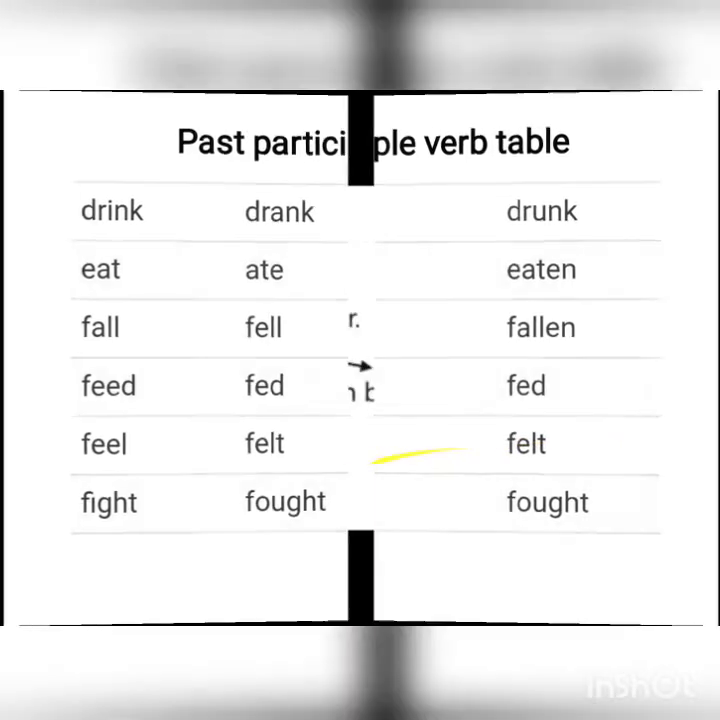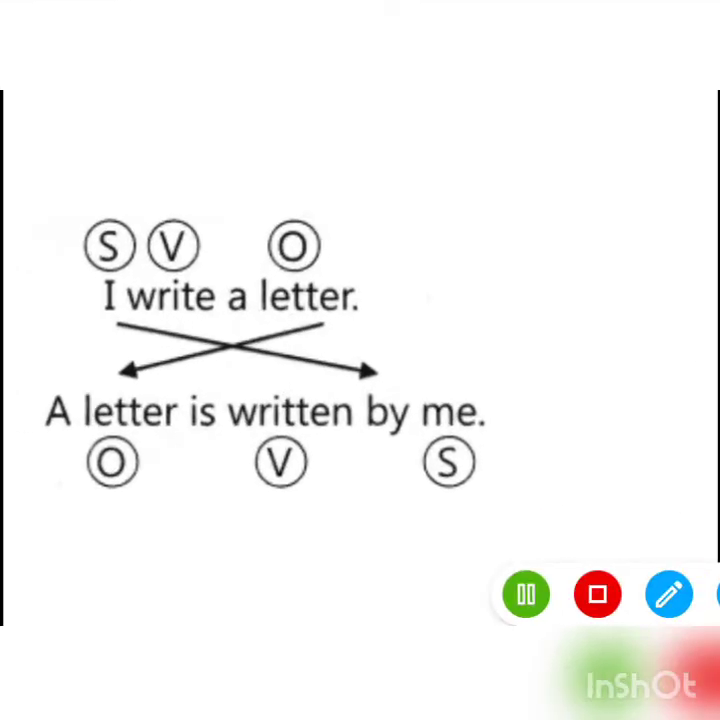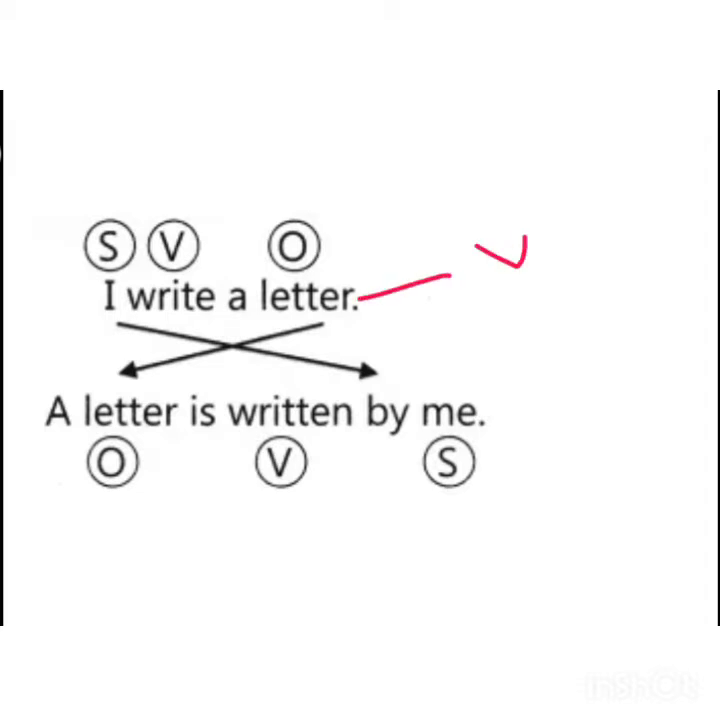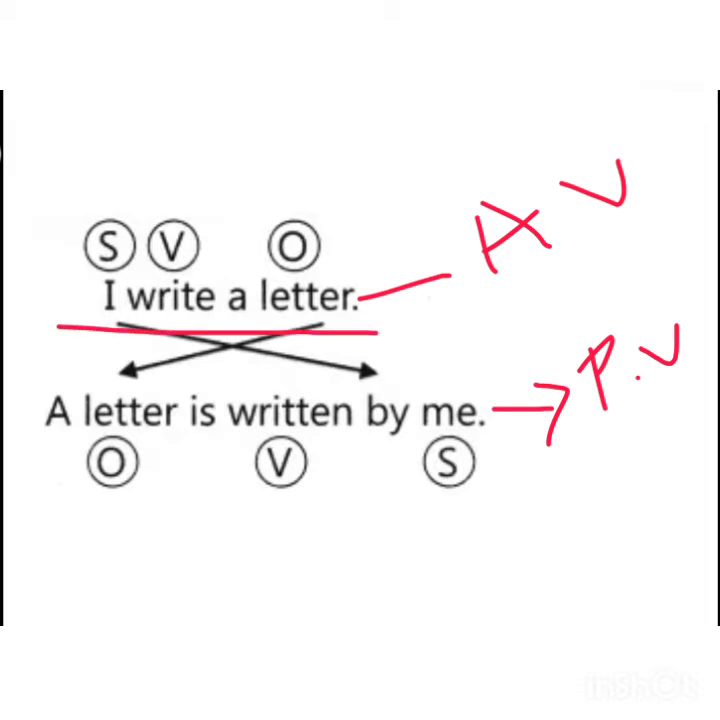Let's see an example. See here, this is the active voice and this is the passive voice. Look at the sentence. I is the subject, write is the main verb, a letter is the object. When we convert the active voice into passive voice, the object will become the subject of the passive voice, a letter.